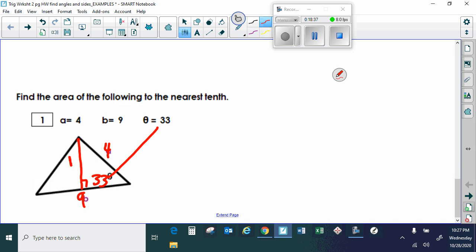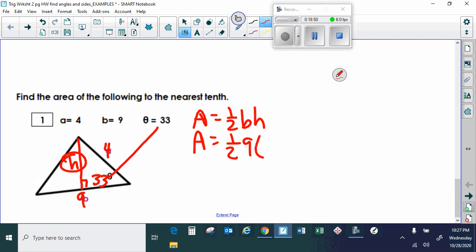Okay, so I need the height, right? Because we know the area of a triangle is 1/2 the base times the height. Well, don't I already have the base? They've already told me the base, 9. 1/2 of 9. So I need to solve for the h and then just plug it in. I'm only missing one piece here. That's nice and easy.